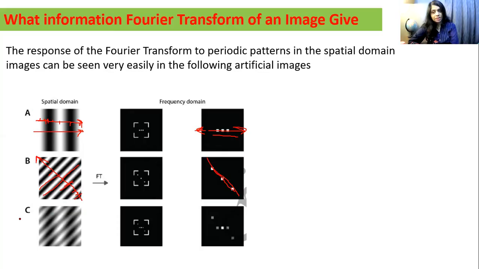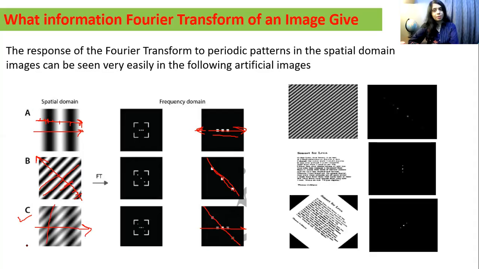Instead, if you take this image, you can see that there are variations in this direction and also in this direction, and hence the Fourier transform of this image will be something like this. It is showing variation in this direction as well as variation in this direction.